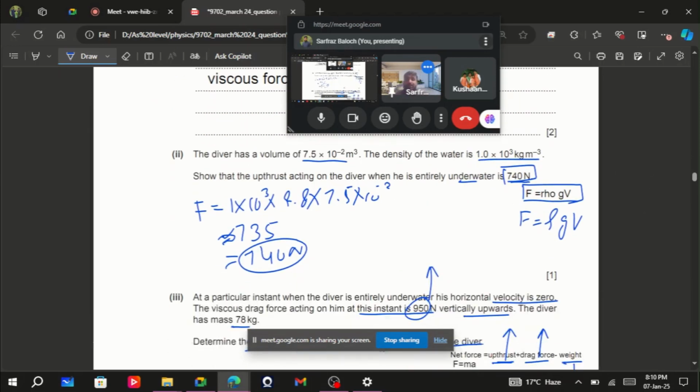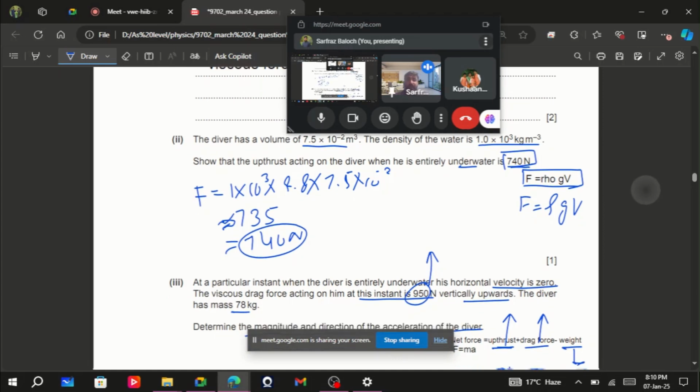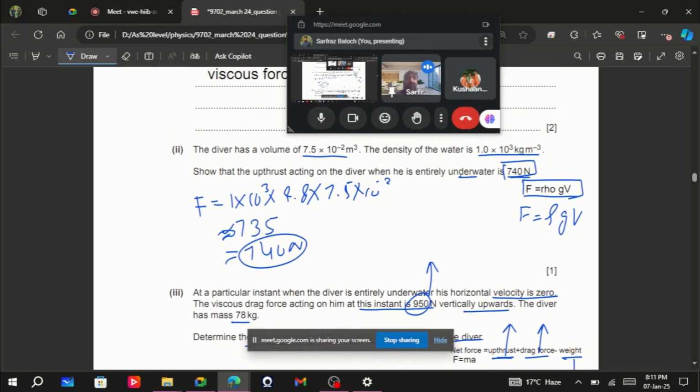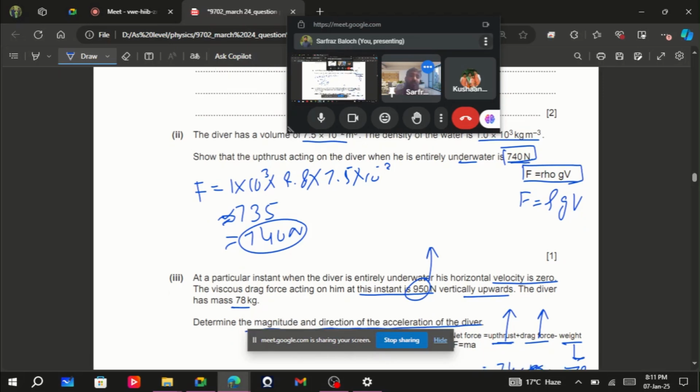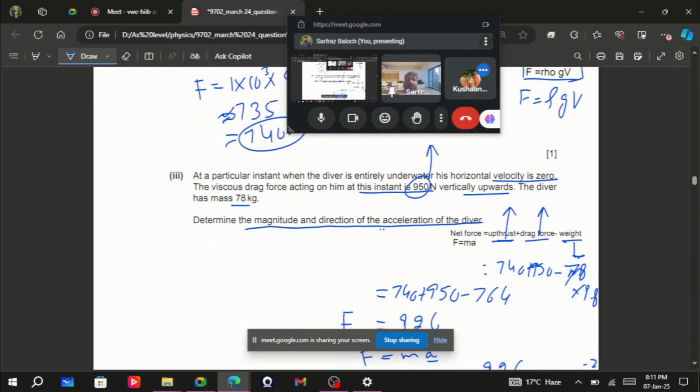Okay. Next part. The volume of the diver is given. The density of water is given, and we have to find the value of upthrust. So simply you will use the formula for upthrust. Which formula? Rho g V. Yes, so simply you will use this formula.